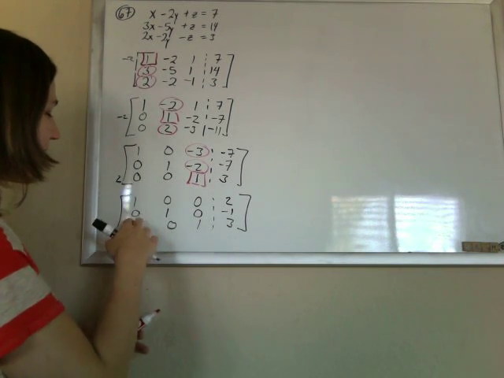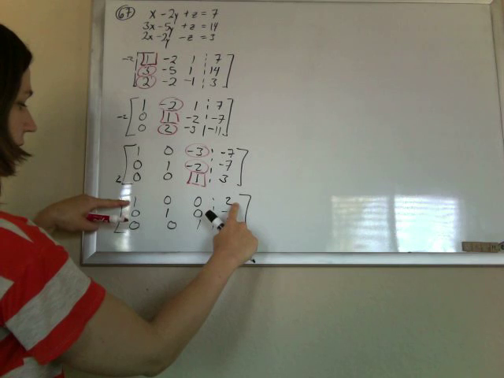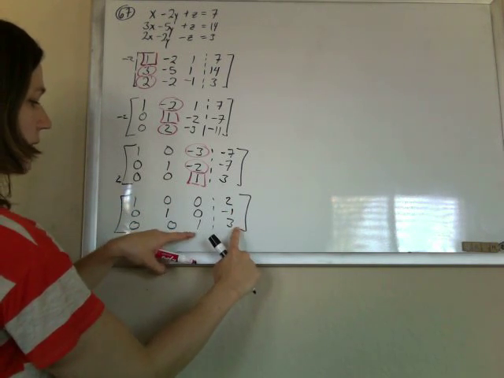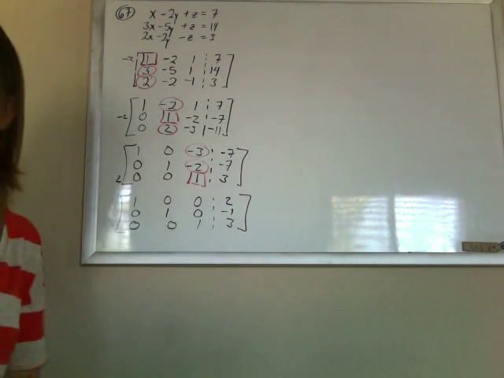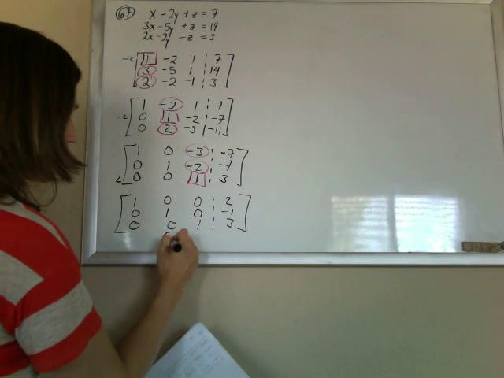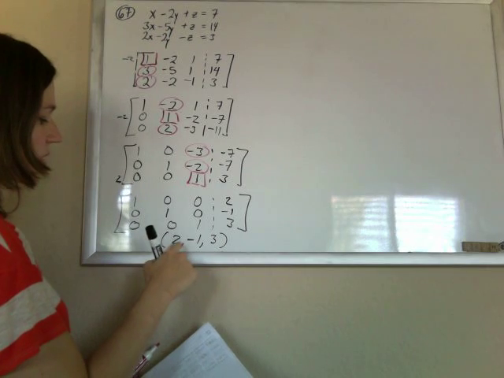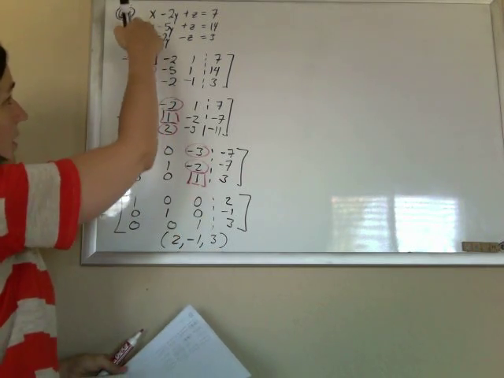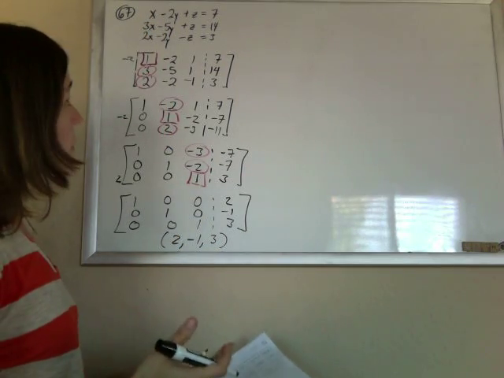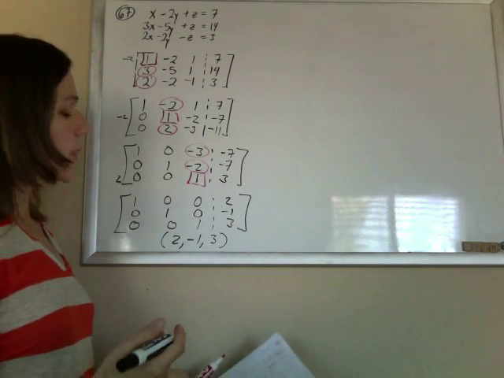And so now, heck yeah, x is 2, y is -1, z is 3. Let's check it. X is 2, y is -1, z is 3. And you can always check this back into each one of the original equations, and it will make all 3 equations true. Pretty magical.